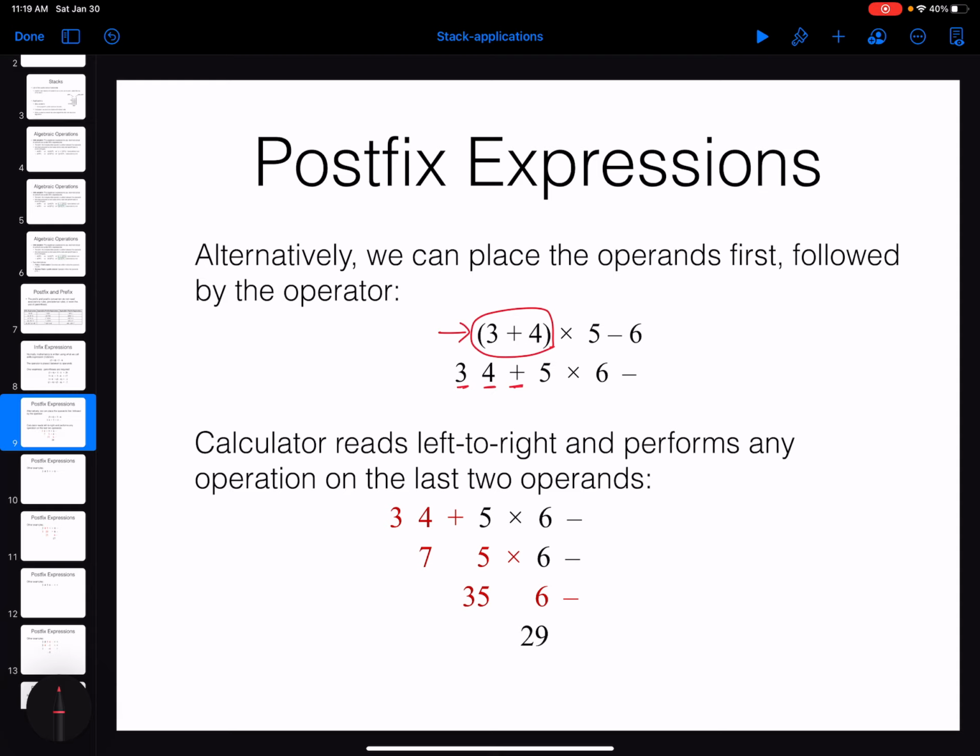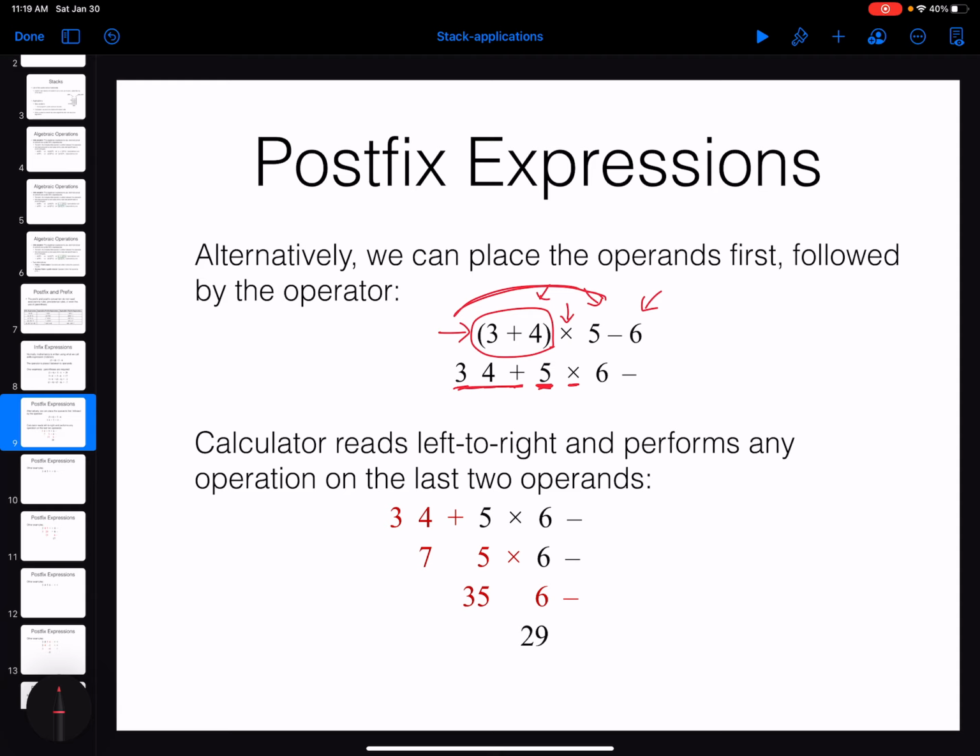I wanted to calculate 3 plus 4 first, so this part needs to be written first. I just read it from left to right, okay? And then you have an operator which is multiplication. The result of this one needs to be multiplied by 5. So what I need to do is consider the operand first, and then the multiplication, and then the result of here needs to be subtracted by 6.